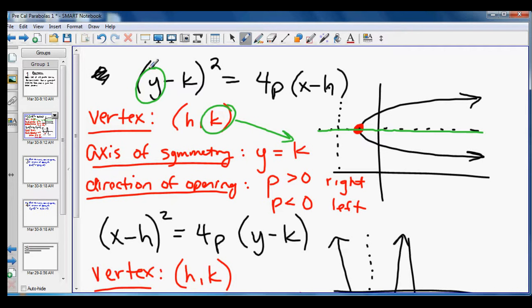You can also tell the direction of opening, in this case whether it's left or right, by looking at the coefficient that's in front of the part that's not being squared. If the value of p is positive, then it opens to the right, like the example I've drawn. If the value of p is negative, then it opens to the left.